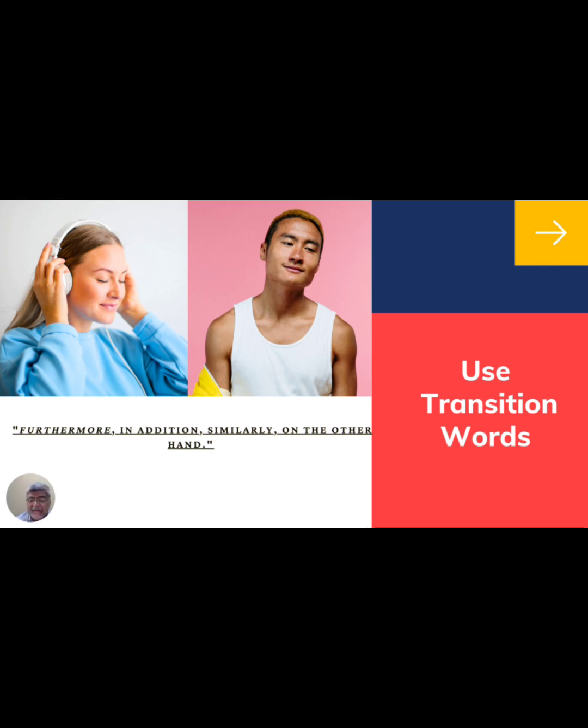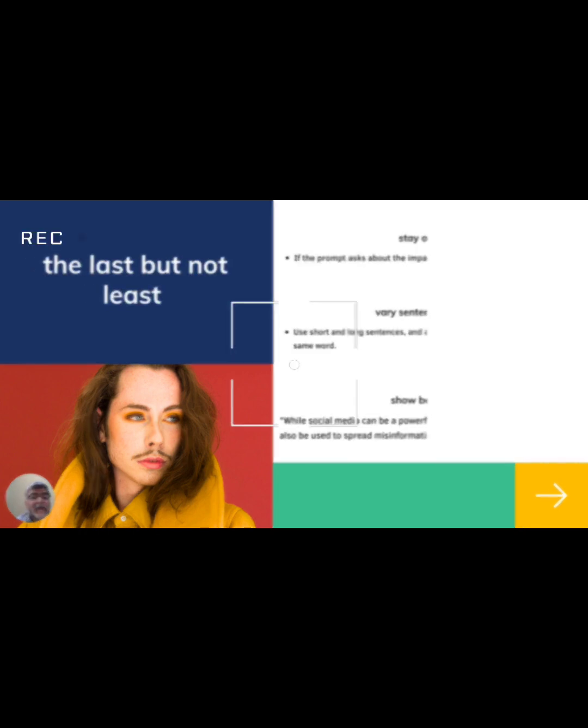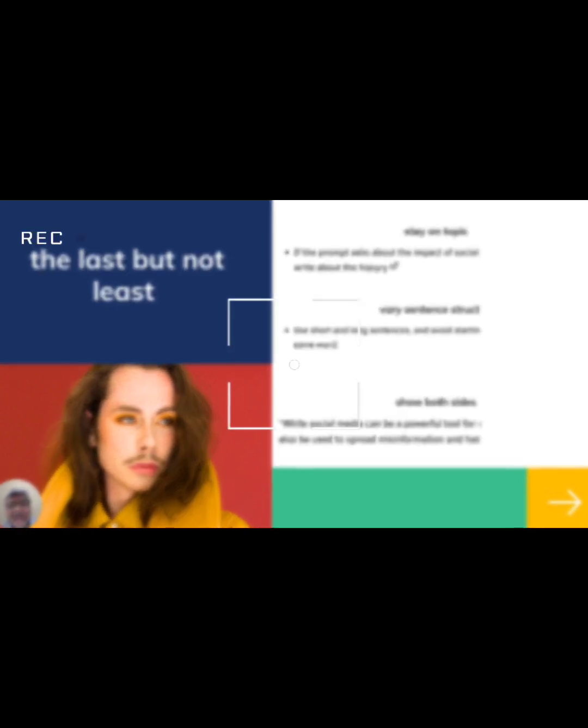Now, the last but not least strategies that we've got here is stay on the topic. As we discussed before, we have to stick to the topic that they give us. If the prompt asks you about the impact of social media on society, then you shouldn't write about the history of social media, for example, or a different topic.